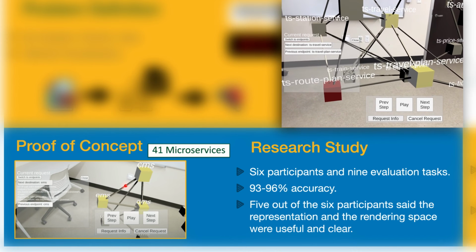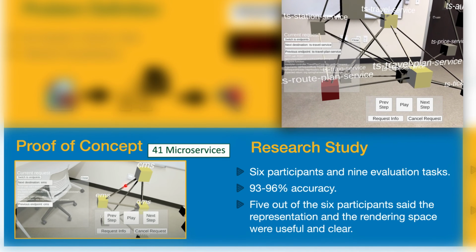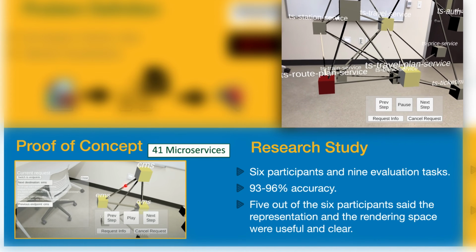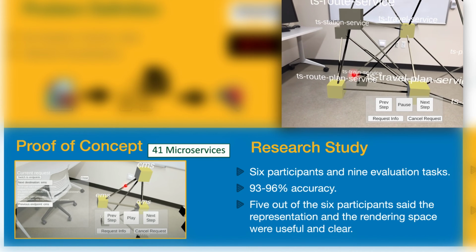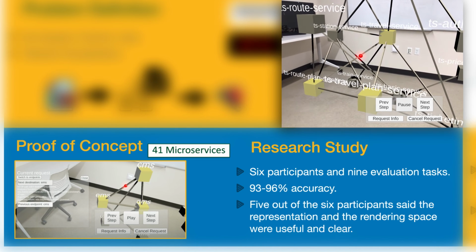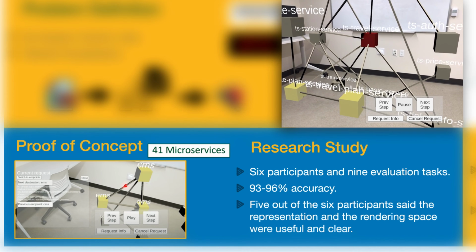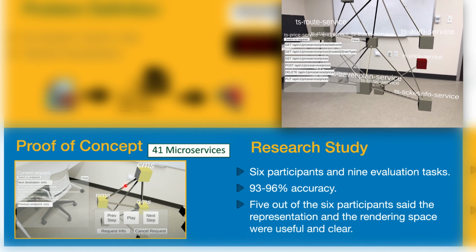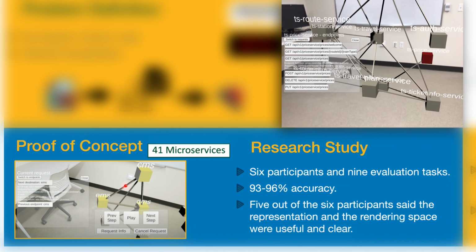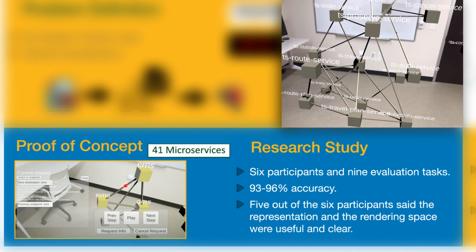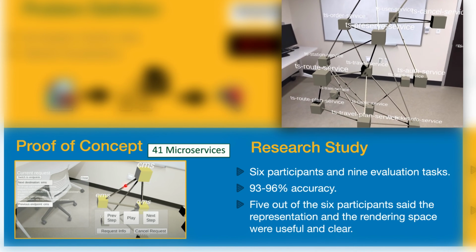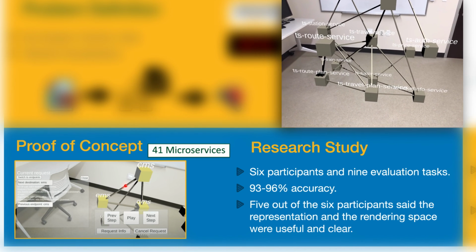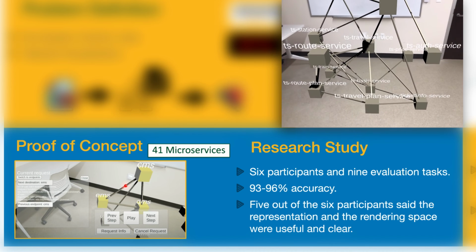For the evaluation of the study, we find that all the participants completed the evaluation tasks with a range of 93 to 96% accuracy, and all participants mentioned the 3D graph visualization was useful. In addition, 5 out of the 6 participants said the representation and the rendering space were very useful and clear to proceed. There were two feature requests commonly reported in the final feedback questions, which were the ability to resize and move the graph components.